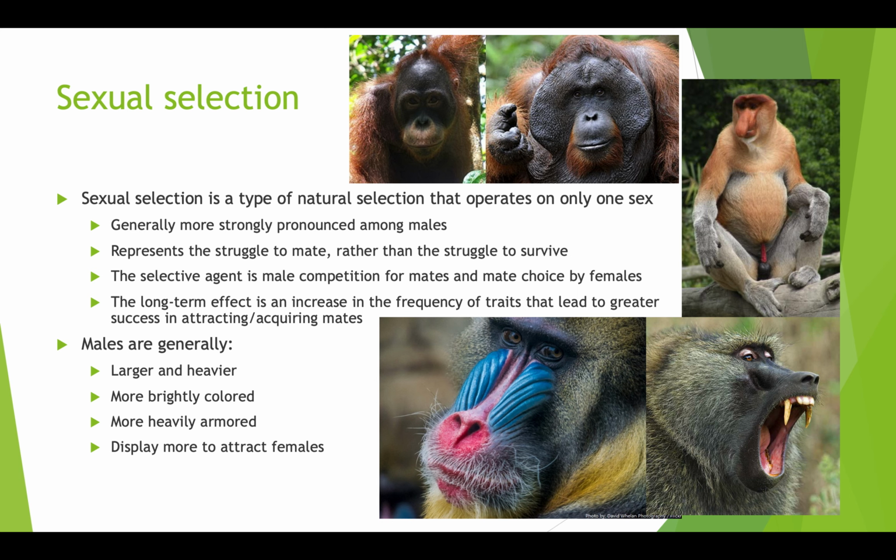And so sexual selection is a type of natural selection that typically operates on only one sex. It is generally more strongly pronounced among males than females because males produce smaller gametes. There are some interesting sex role reversed species where even though females produce eggs and males produce sperm, because of the nature of parental investment, females are selected to exhibit these elaborated or exaggerated traits. Seahorses are one species where males carry the eggs until they hatch in a pouch.